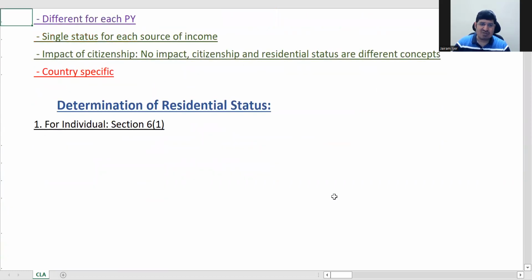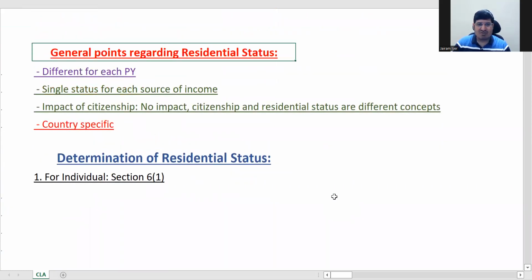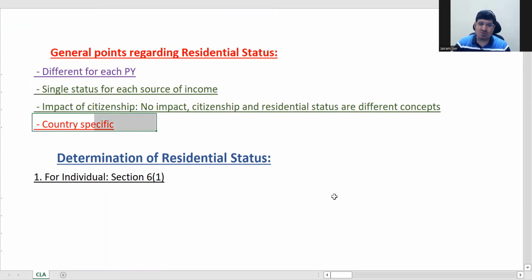ठीक है, तो यहाँ तक समझ गया होगा सबको मेरे ख्याल से. मैंने वही बोला, जनरल पॉइंट्स जो आपके हर प्रीवियस ईयर के लिए अलग हो सकता है. ओके, और एक स्टेटस आप एक प्रीवियस ईयर के लिए बनाएंगे, वो सारे इनकम पे अप्लाई होगा. सिटीजनशिप के साथ नॉर्मली कोई रिलेशन नहीं है, थोड़ा बहुत रिलेशन आता है कंट्री स्पेसिफिक. एवरी कंट्री हैज इट्स ओन रूल्स.